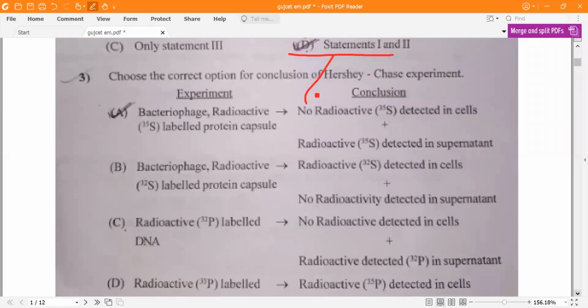Now choose the correct option from the Hershey and Chase experiment. If there is a radioactive labeled protein capsule of the bacteriophage, then there is no radioactivity detected in cells and radioactivity is detected in the supernatant. So we will choose the correct option. We should know that in the pellet there will be bacteria, and in the supernatant there will be bacteriophage. So what will be correct in that case?